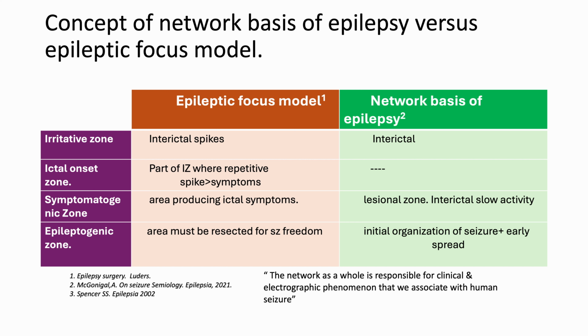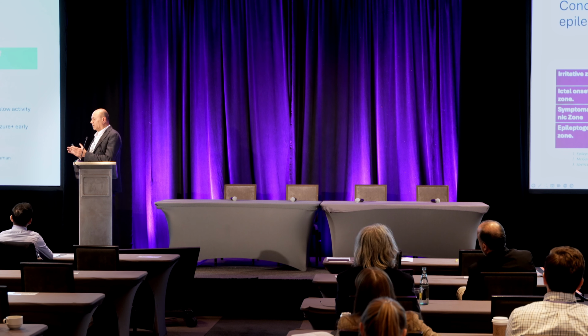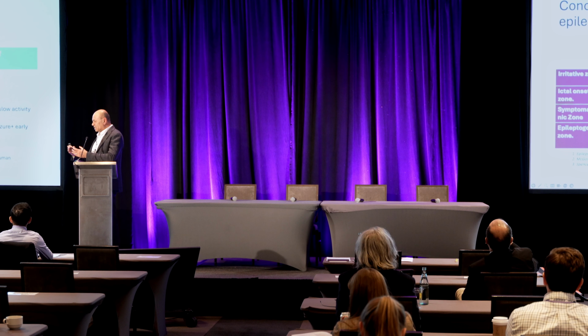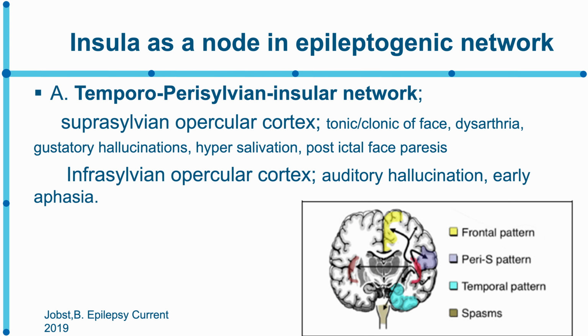You just cannot look at one area. If you're looking at sign and symptomatology, you have to look at the whole network, where the seizure started from and where the seizure went. They recommended that the epileptogenic zone be named the initial organization of the seizure, and not only that, but also the early spread. If we think of insula as a node of the onset of the seizure, and we talk about what symptoms you would expect to come from the insula, we already talked about that.